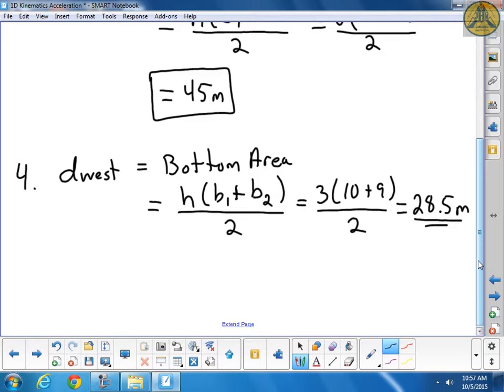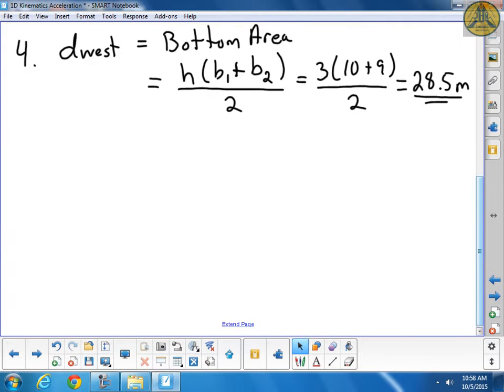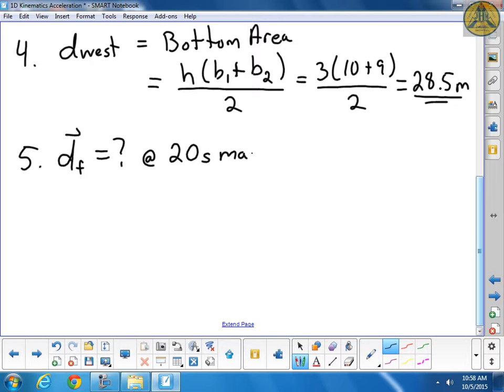Question 5, calculate the position at the 20-second mark. So we're looking at where did it end up at the 20-second mark. Where is it at 20 seconds? So there's not much work to do now. We've already done the setup for this. We figured out the distance traveled east. We figured out the distance traveled west. The final position for a problem like this is the area on the top minus the bottom. So we have 45 from the top minus the 28.5, and that's 16.5 meters.